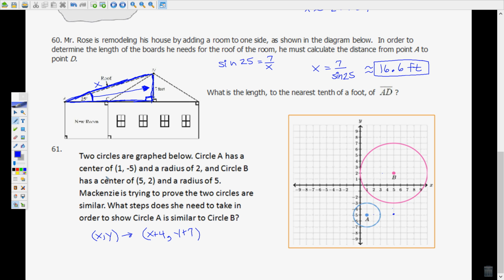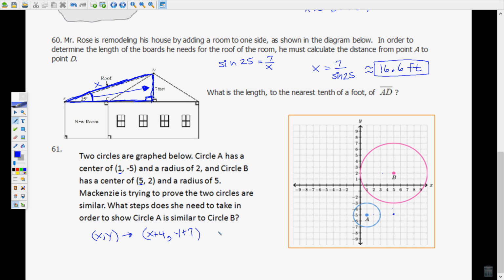Another way to figure that out is to look at your original center for A, which is 1, -5. The 1 is your X. For your B, the 5 is your X. To go from 1 to 5 on a number line, you are adding 4. So that would be your X plus 4. You don't have to have a picture. To go from -5 to 2 on a number line, from -5 to 0 is 5, plus 2 more would be 7. So that would be your Y plus 7.